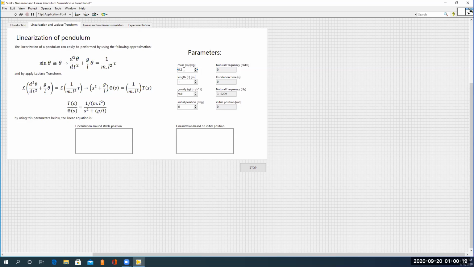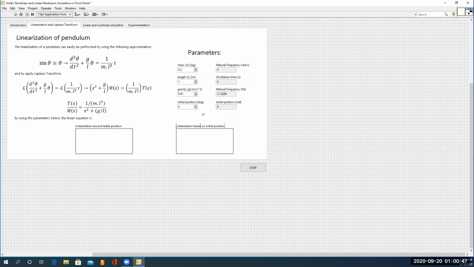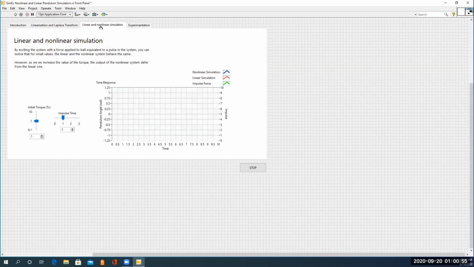Then you can assign values for m, the mass. You can assign any values, or you can also adjust the value by increasing or decreasing. Also, the length of the rod, you can increase the length or decrease. Gravity force. Then initial positions. You can assume here is zero initial position, or some number of degrees. Then we can simulate this process.